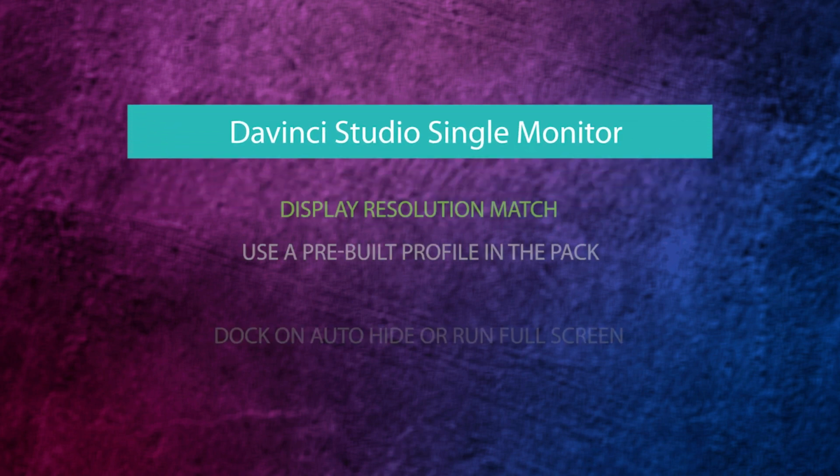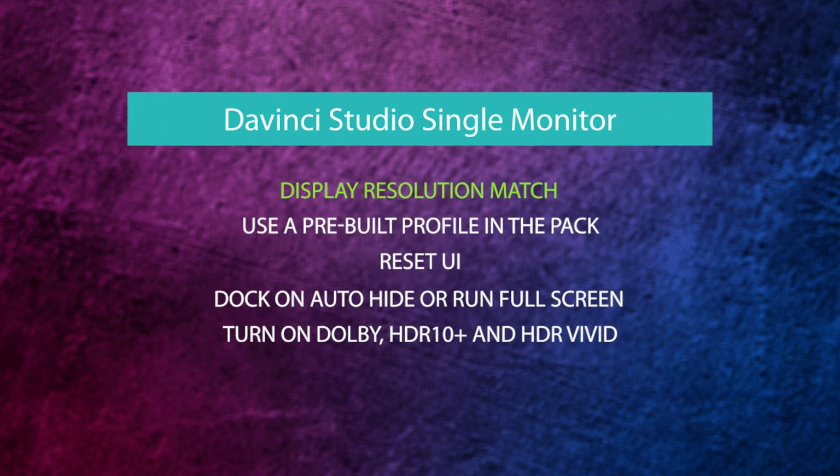So in summary, if you are running the Studio version with a single monitor and your display resolution matches one of the ones we've already pre-built in the package, you can use one of those pre-built that matches your resolution as long as you reset the UI and you either have the dock on auto hide, or if the dock is not auto hide, you would run it in full screen mode. Plus, you would need to turn on Dolby Vision, HDR10 Plus, and HDR Vivid.